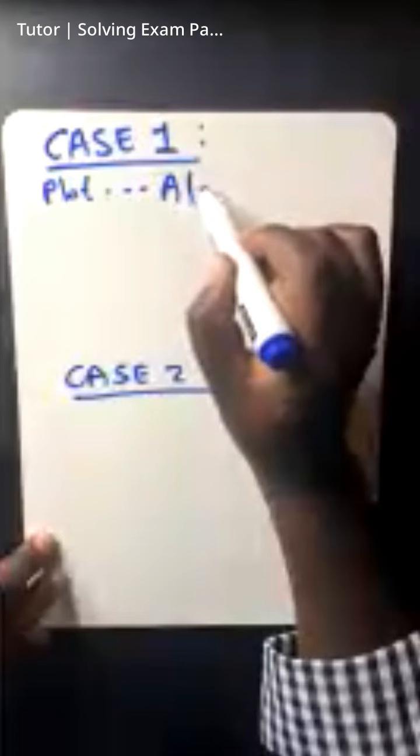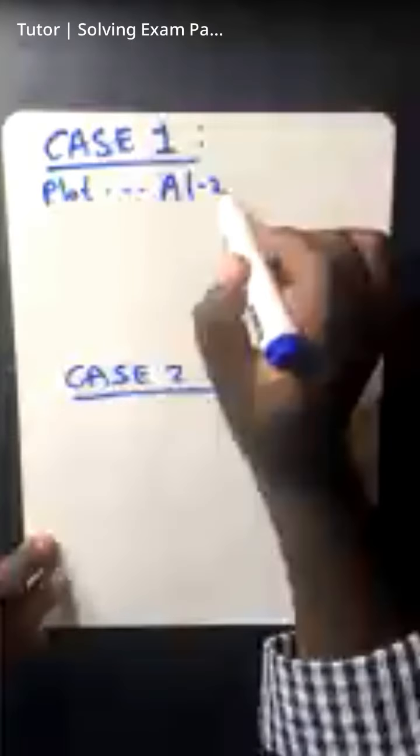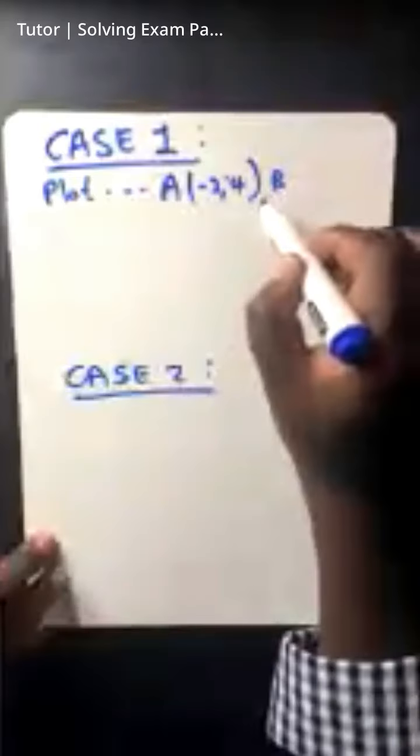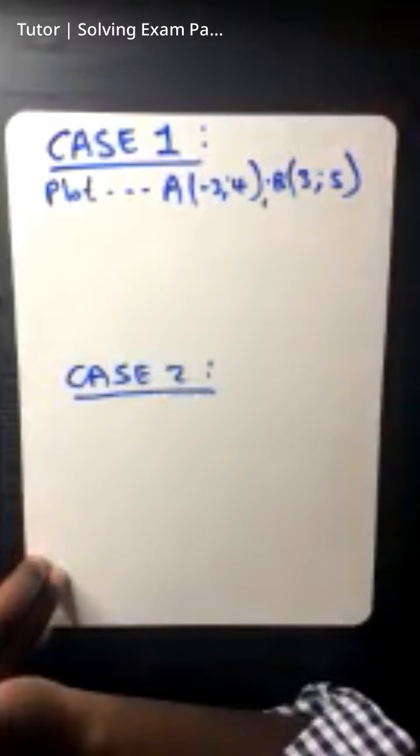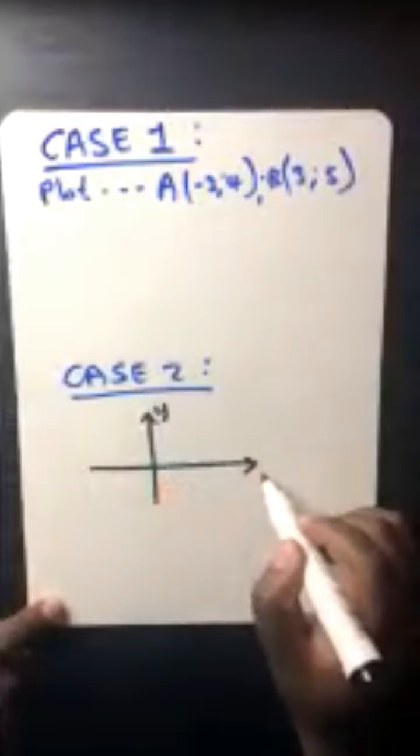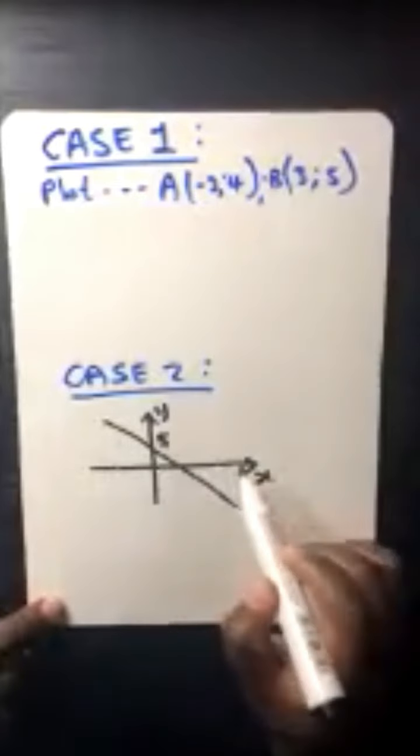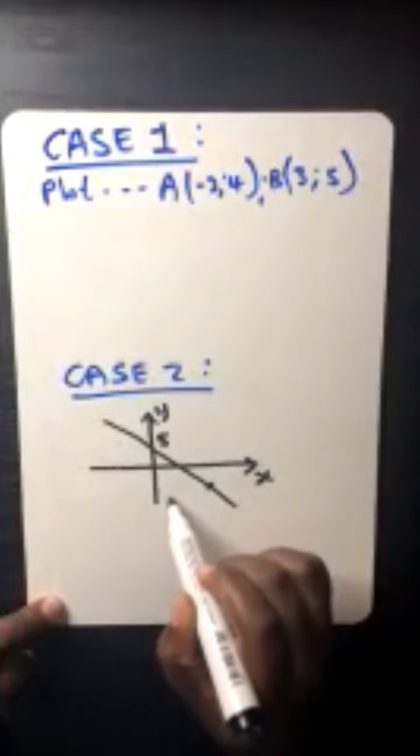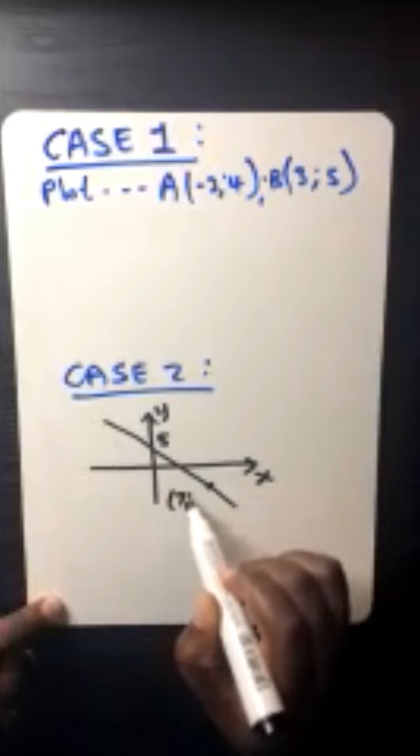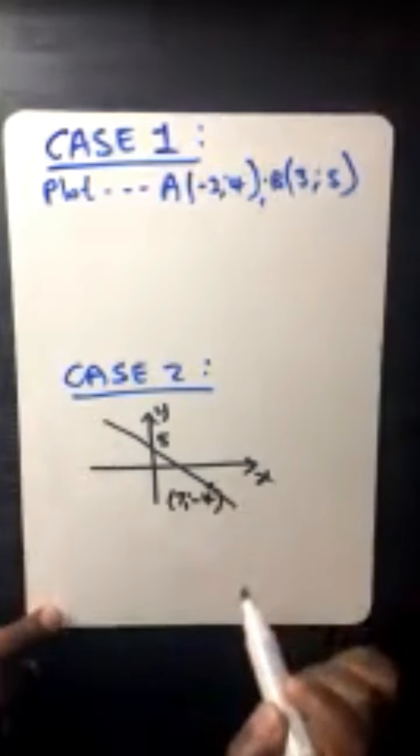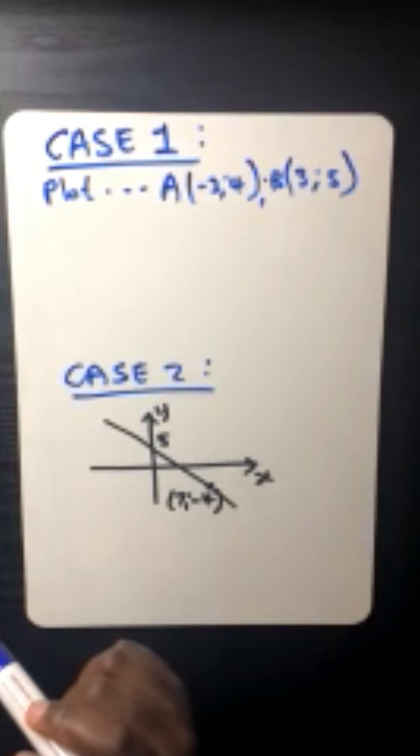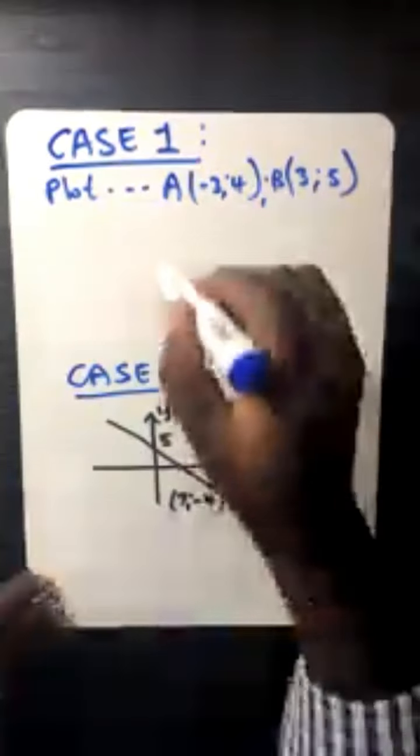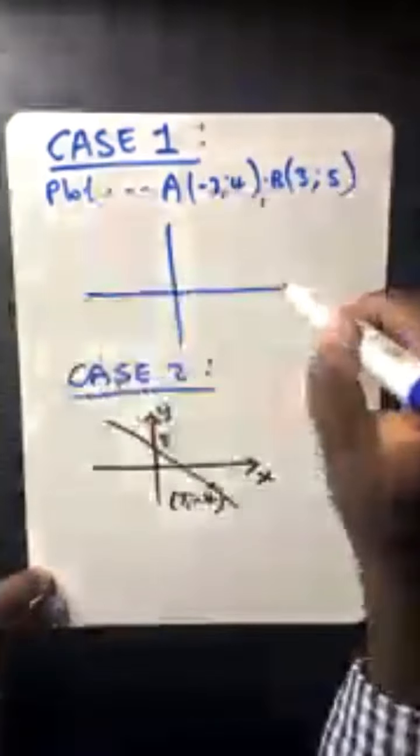So you might be asked to plot a straight line through point A being (-3, 4), and point B being (3, 5). And again, they might give you a graph similar to that one where you've got Y, where you've got X, and they give you a point over there where they say that point is (7, -4). So for the first case, they say you must plot.